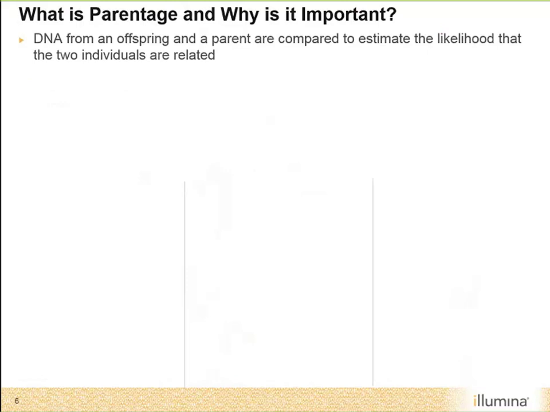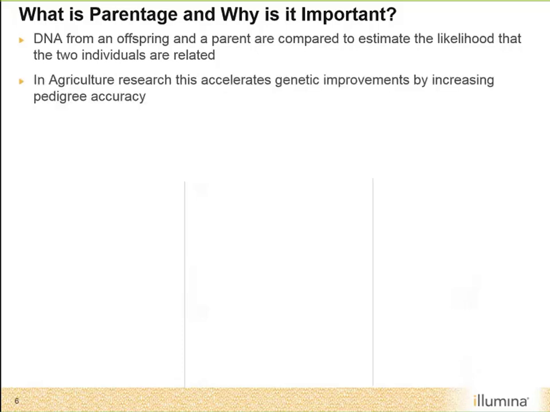Parentage is examining the DNA from an offspring and a parent, and they're compared to estimate the likelihood of the two individuals being related. Basically, we want to know who the parental units of the specific offspring are. Knowing parentage is very important in agricultural research because this accelerates genetic improvements by increasing pedigree accuracy.